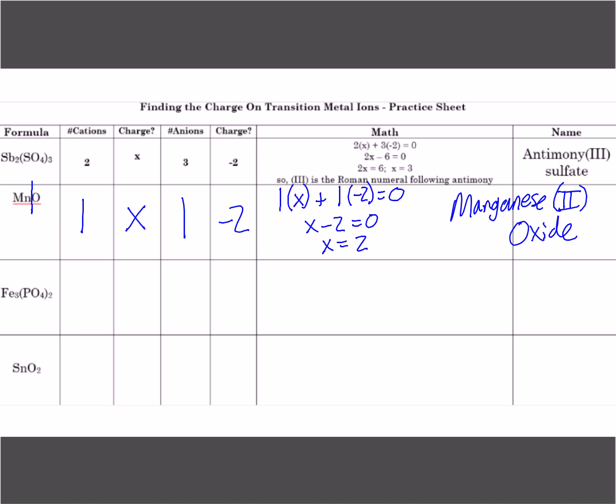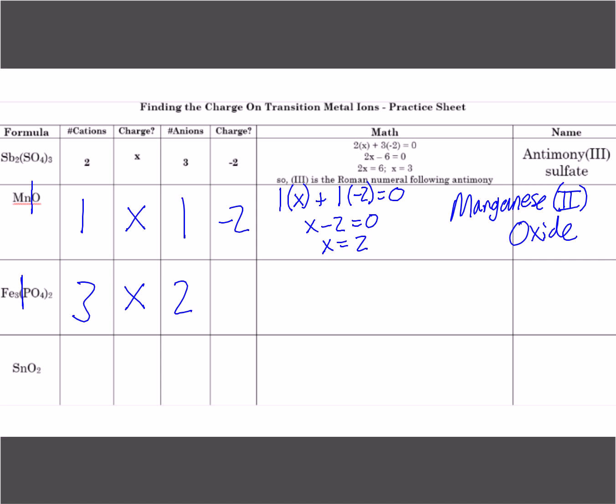Let's go ahead and do the next one together as well. All right? Fe3(PO4)2. Where am I going to draw my line to split my compound up? After the Fe. Now, is it going to be right after Fe or is it going to be after the 3? Yeah, after that 3. So Fe is my cation. How many do I have? 3. I don't know its charge, so it's x. Now, how many anions do I have here? 2. And how do we know that?